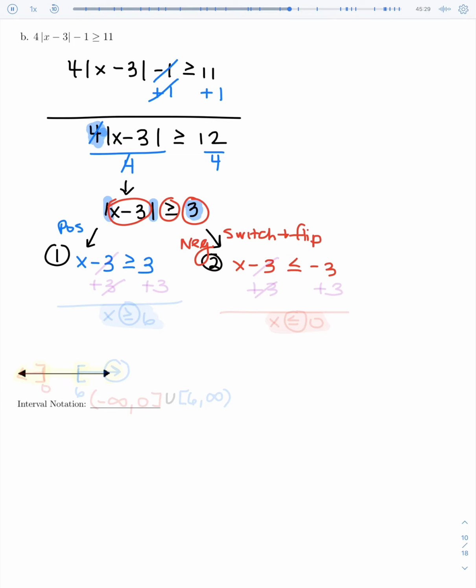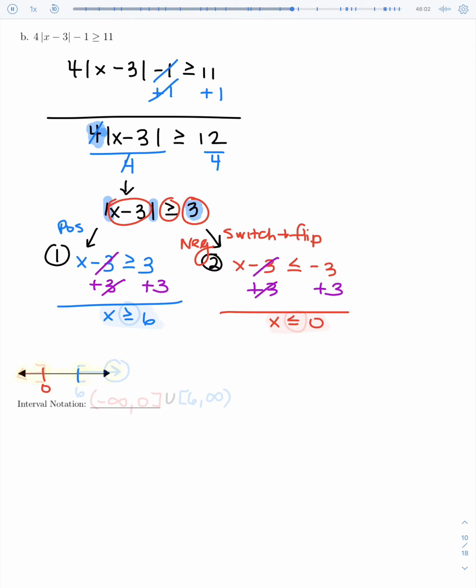So let's go ahead and solve these. This first one, we'll add 3 to both sides, which will get us, let's see, x is greater than or equal to 6. On the second one, we'll still add 3 to both sides. And let's see what that gets us. That will get us x is less than or equal to, well, negative 3 plus 3 is 0. So we'll have two values once again, 0 and 6.